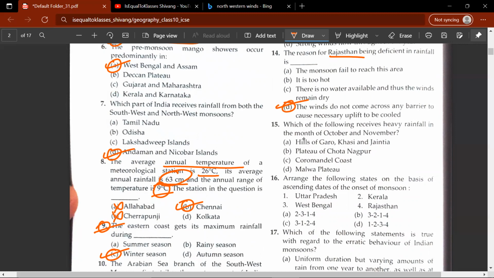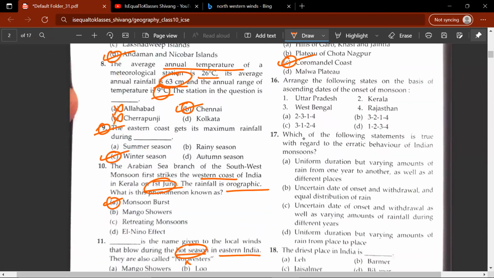15th question. Which of the following receives heavy rainfall in the months of October and November? The correct answer would be C, Coromandel Coast. So note that rainfall occurs in the Coromandel Coast during October and November, much later in the year. So we have regions such as the Coromandel Coast or Tamil Nadu or Chennai, in which the rainfall would occur during October and November, and not in July and June.